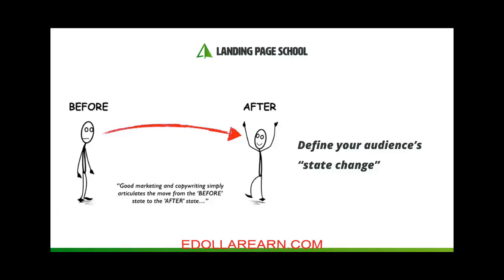We do this by providing the right offer to the right audience at the right time. So you need to know what that state change looks like for your target audience. What is it that they want help with? What is the problem that they're trying to solve, and how can you help them?